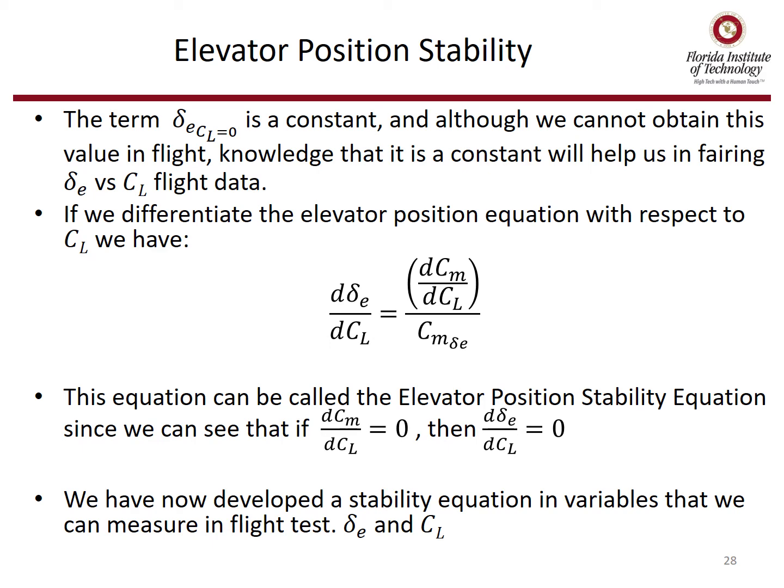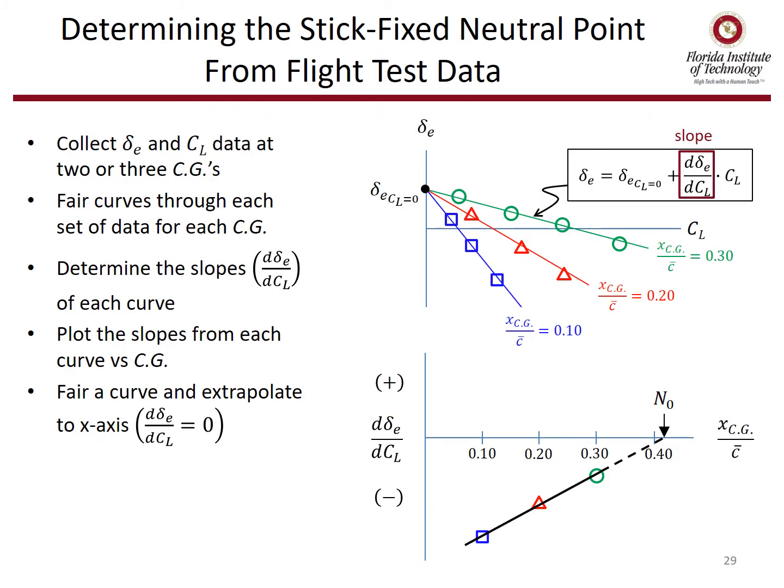And now we have an equation and a way we can measure stuff in flight, because we can measure delta E, the elevator position, and the lift coefficient, which I described earlier. Knowing the weight and the calibrated airspeed, we can measure those parameters in flight and generate those plots. So let's look at how we determine the stick fixed neutral point from flight test data.